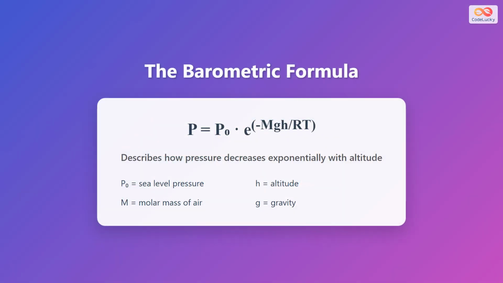The relationship between pressure and altitude can be described mathematically using the barometric formula. The pressure at any altitude equals the sea level pressure multiplied by e raised to the power of negative mgh divided by RT. Here, P0 represents the sea level pressure, h is the altitude, m is the molar mass of air, and g represents gravitational acceleration. This formula shows us that pressure doesn't decrease linearly with altitude, but rather exponentially. The higher you go, the faster the rate of pressure decrease becomes.